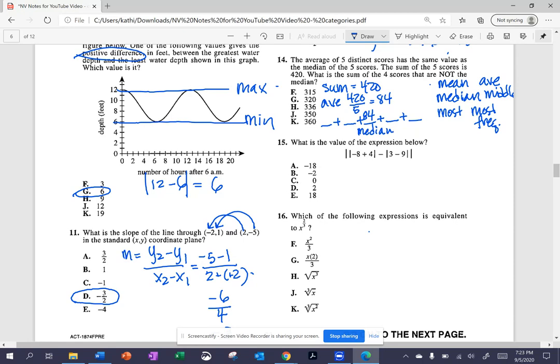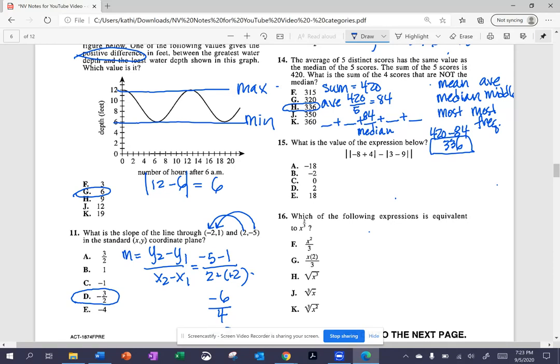So I'm going to take the total, which is 420, and subtract out the 84. And I get 336. So it's asking me for what is the sum of the scores that does not include the median. So this is just make sure you answer what the question is.